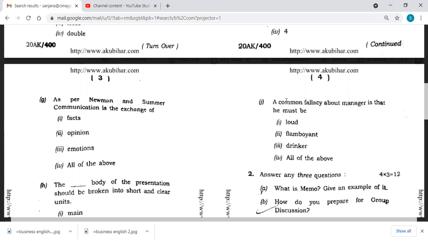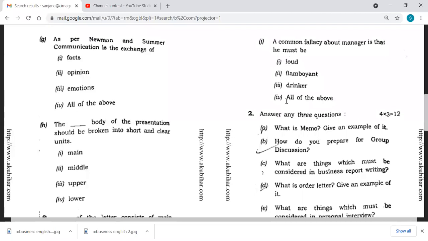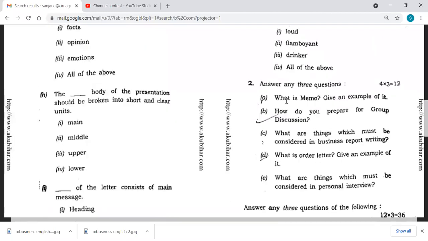That is good, ma'am. What is it? Answer 2, we will do in the next class. Ma'am, what was the answer for the last? G. Flamboyant. All of the above. Flamboyant. No. Flamboyant. Can a manager be a drinker? No, ma'am, never.